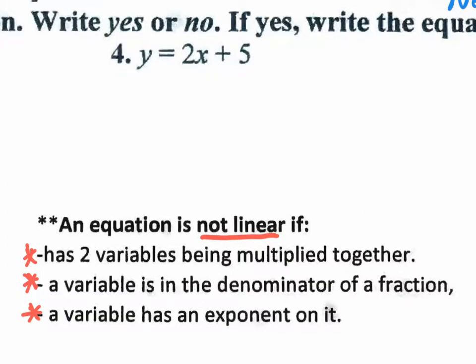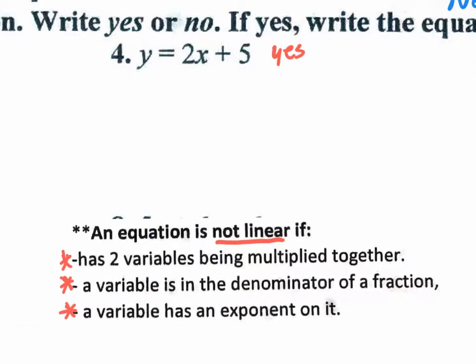Does that have two variables multiplied together, x times y? Does it have exponents on x or y? Does it have a fraction with x or y in the denominator? No, so this is definitely a line, right? Because if any of these three things happen, that means it's not linear. None of those three things happen, so that means this one is linear. So we're going to say yes, it's linear, and now we need to change it to ax plus by equals c. So what would I need to do next?